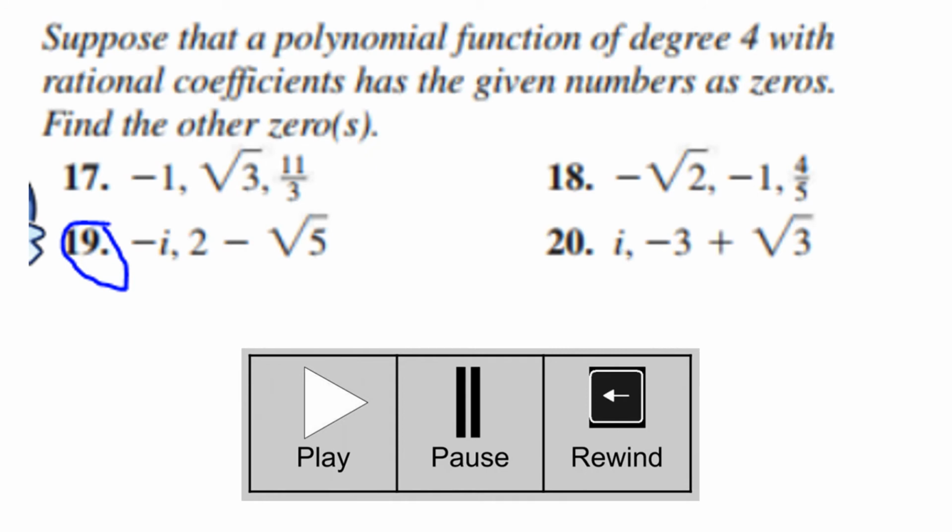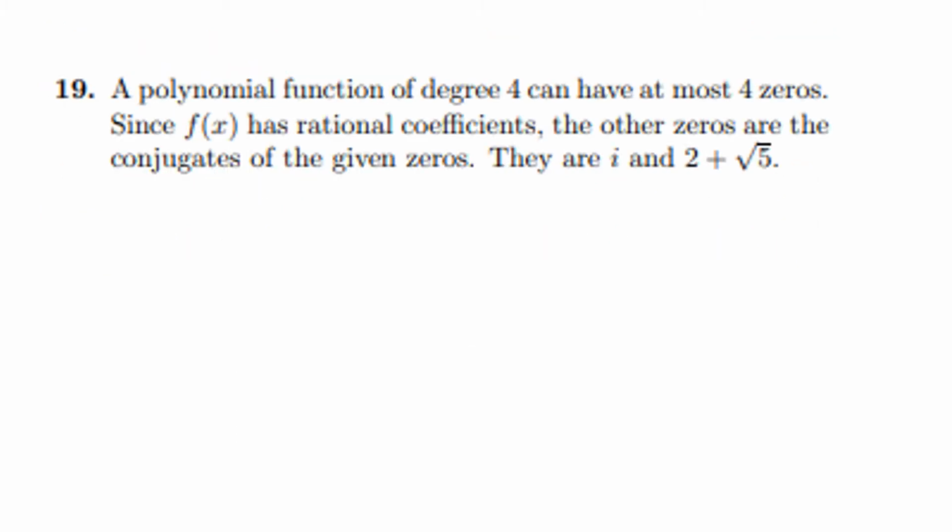So here are some problems for us to do. Suppose a polynomial function of degree 4 with rational coefficients has the given numbers as zeros. Find the other zeros. We're going to do number 19. So everybody look at number 19, hit pause, and then hit play, and we'll see how you did.